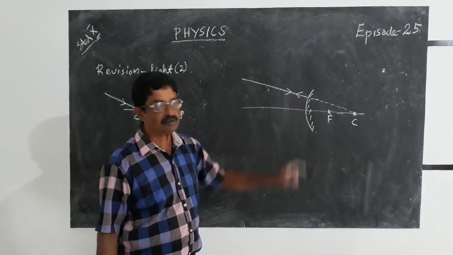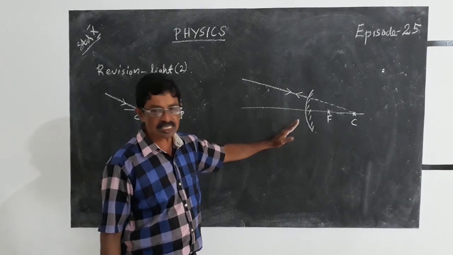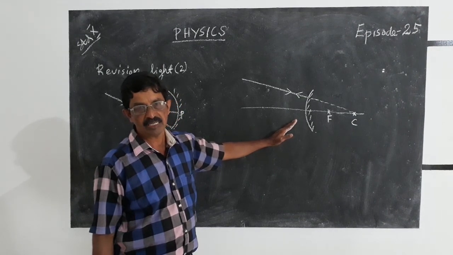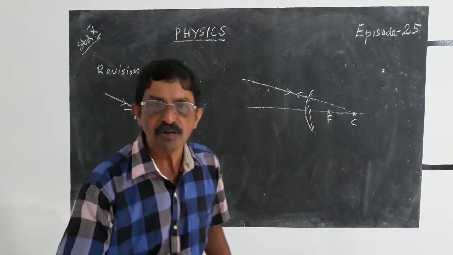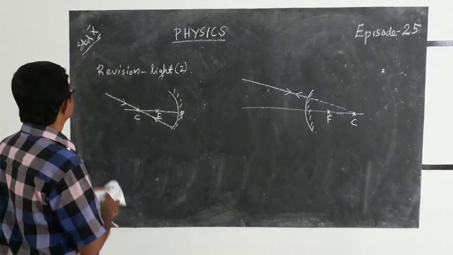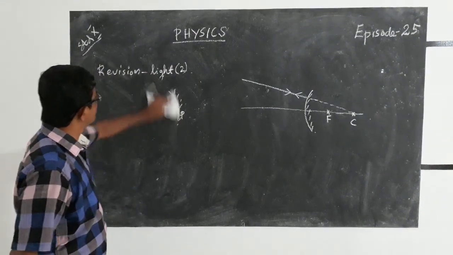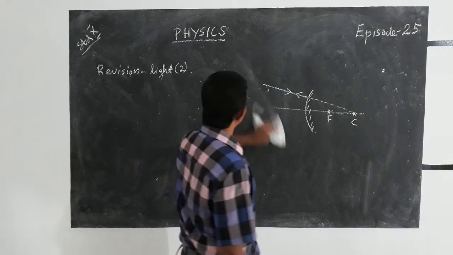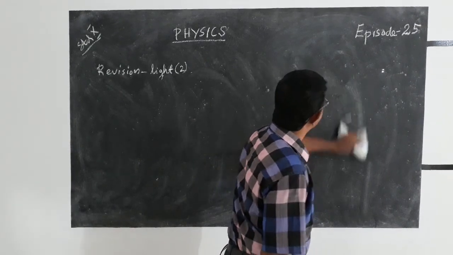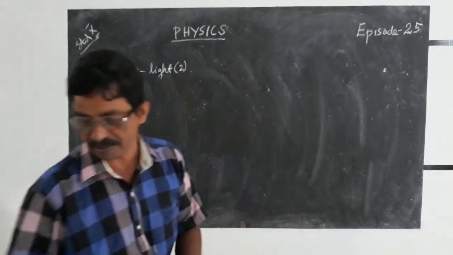In the case of which mirror? Convex mirror. Then another ray, traveling towards the pole. What is going to happen after reflection?